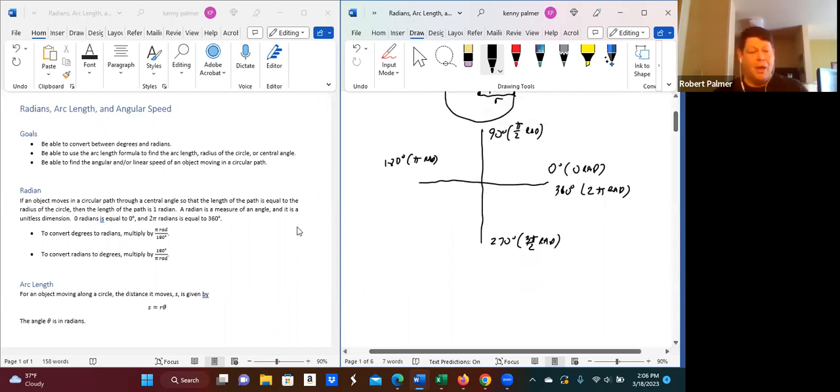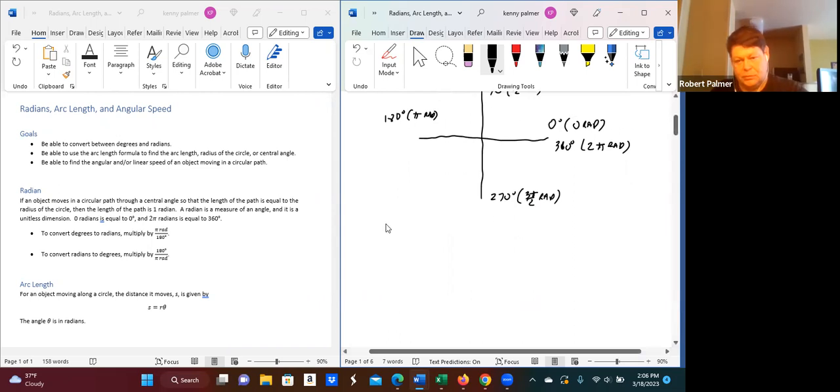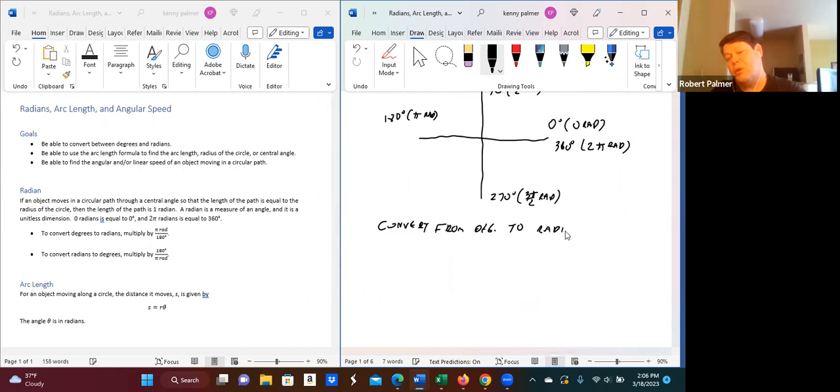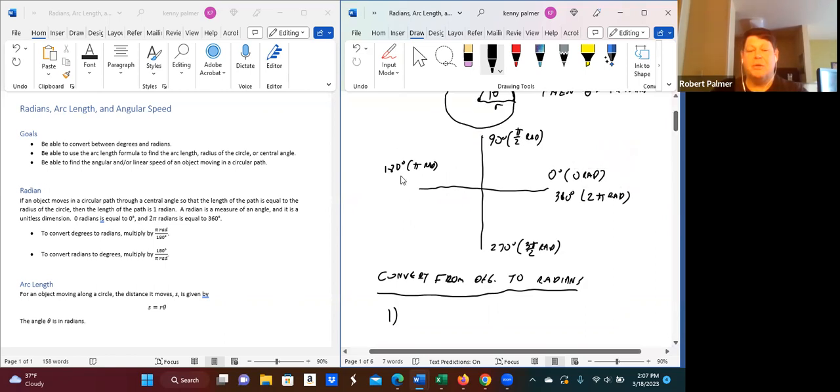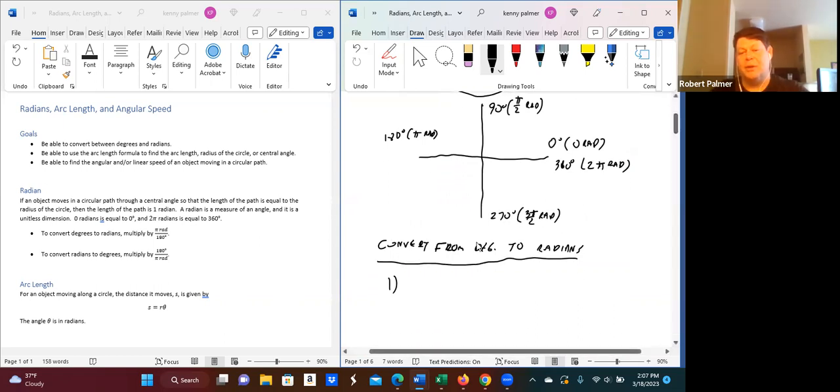One thing you want to learn and be familiar with is how to convert from one to the other. So first, let's practice converting from degrees to radians, from what we're familiar with into something new. Let's take a look at a few. We already know our basic ones: 90 degrees is pi over 2, 180 degrees is pi, 270 is 3 pi over 2. Let's pick something else. How about 60 degrees? What is that?